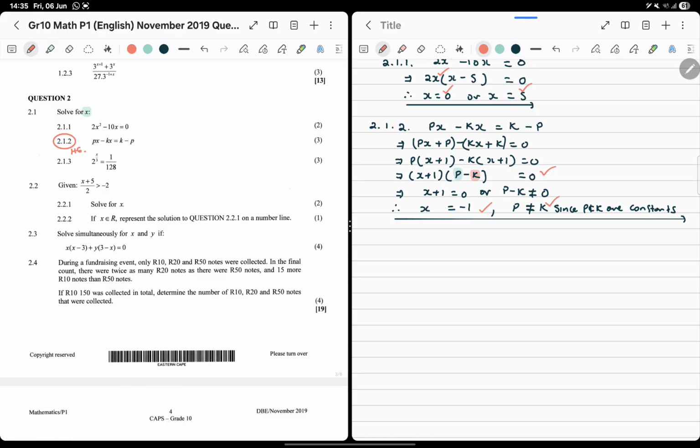So the third mark is for the restriction. And if you like, you can provide some very valid reason as to why those two should not be equal.